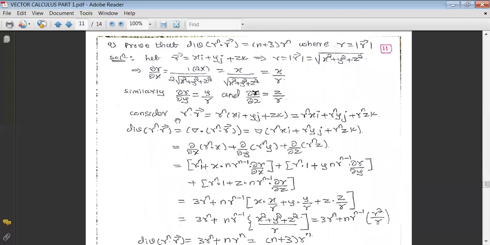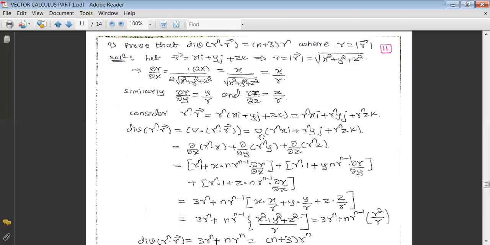Now let us consider r raised to n into r bar. r raised to n and r bar is xi plus yj plus zk. Once you multiply every term by r raised to n, we get this one. Now consider divergence of r raised to n into r bar. The divergence of r raised to n into r bar is the dot product between del and r raised to n into r bar.